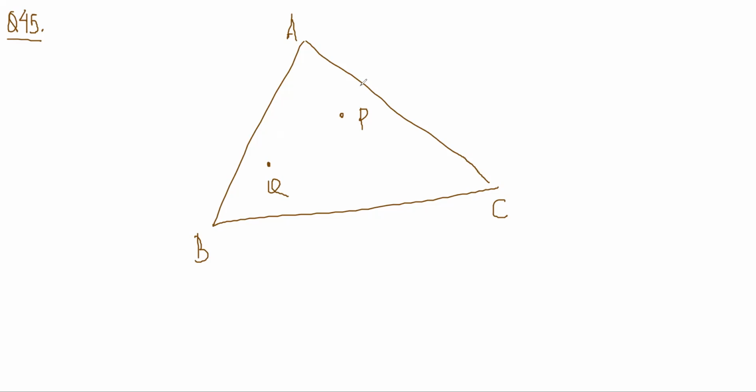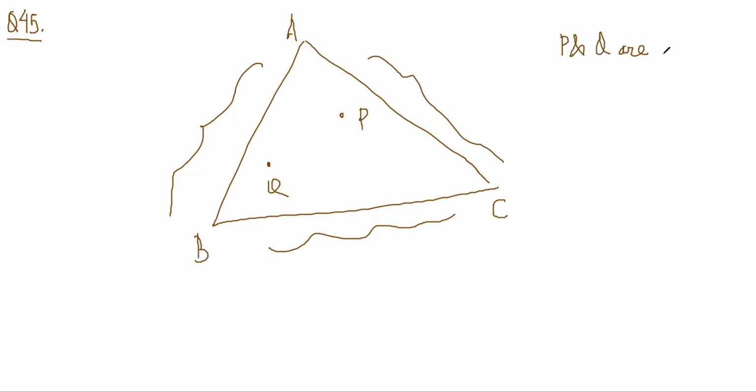So P is on this side of the AC line, and P and Q are both on one side of AB. They are all on one side of all three lines. It's similar to the one we did, the same thing. P and Q are on one side of each line, or on the same side of each line.